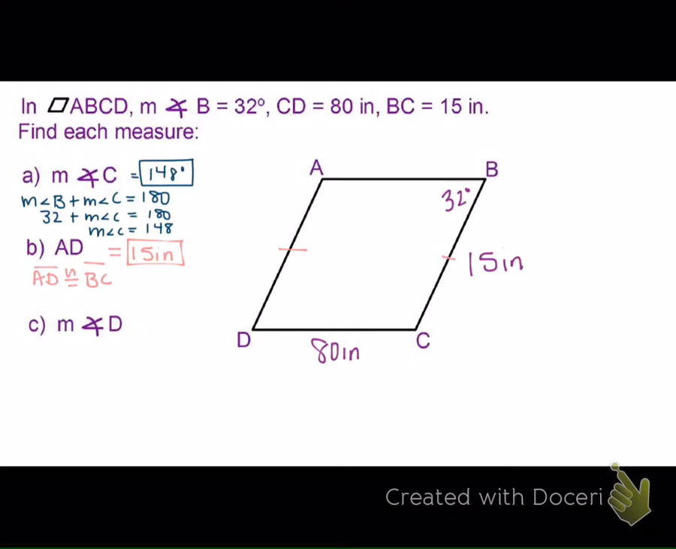The measure of angle D is the same as angle B. Good job, Corey. So the measure of angle D is congruent to the measure of angle B, which means that this is also 32 degrees because opposite angles are congruent. Okay, get that stuff written down, and then we will move on to the next one. If you have questions, please let me know.